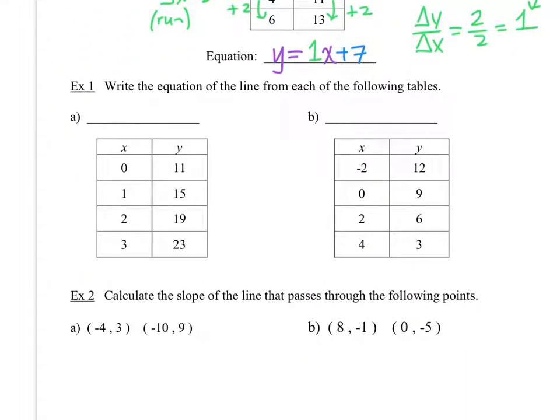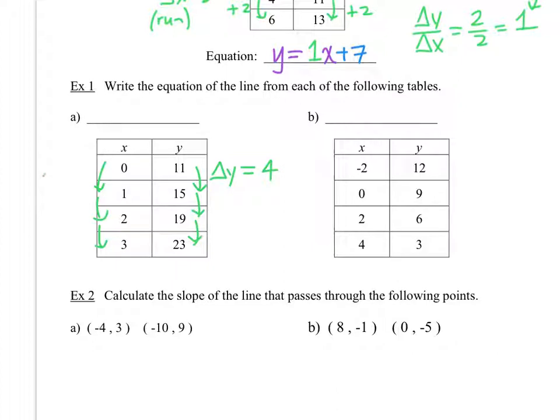First of all, if we want to identify the change in y over the change in x, we need to look at the pattern from y value to y value, and we need to look for the pattern from x value to x value. And so if you look in the y column, our delta y, our change in y, from 11 to 15, 15 to 19, 19 to 23, that's going to be a positive 4.